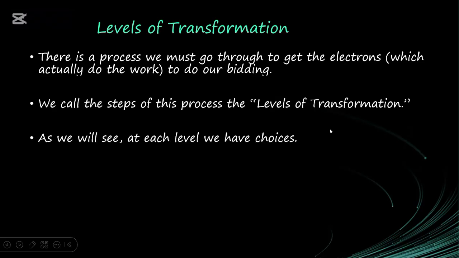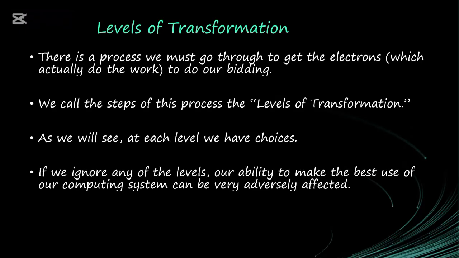All right, and as we will see, at each level we have choices. At each level you have the choice to ignore it, or not ignore it. So if you ignore any of the levels, our ability to make the best use of our computing system can be very adversely affected. So you have to follow these levels of transformation. If you choose to ignore any one, it means that somehow you might not get it correctly.